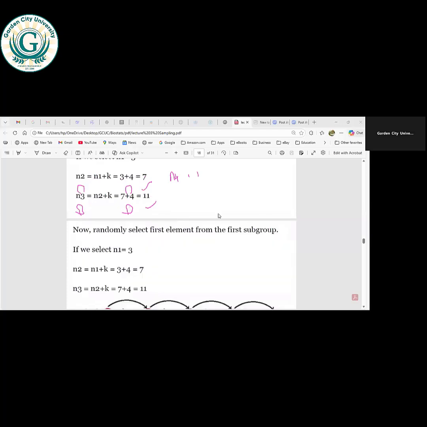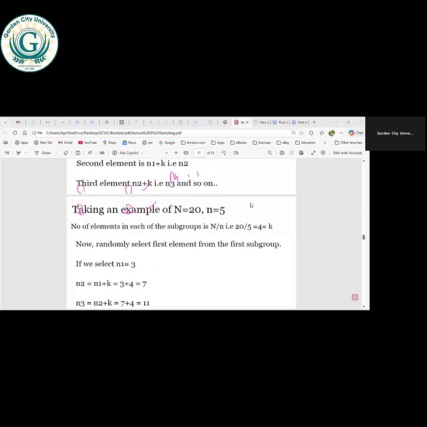Okay, so the 4, I got it from this. You see, the formula is giving us the population size divided by the sample size n. And the scenario is we have a population size of 20, and then we want the sample size of 5. So we divided 20 by 5, and then we had 4. Have I answered you? Yes, sir. Thank you.